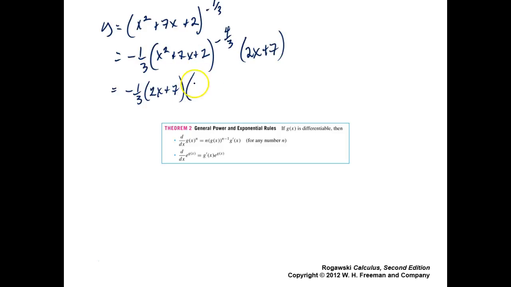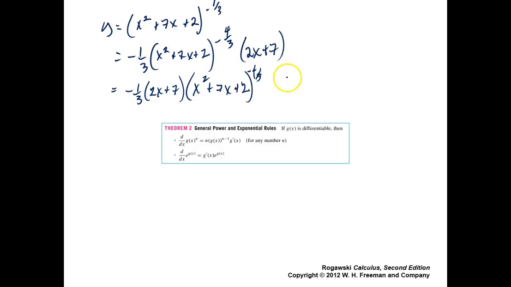And why not leave it in this form? X squared plus 7x plus 2 to the negative 4/3. I know, I don't know why I left that out, but I couldn't get my 4/3 to write properly. Okay, I like that a little bit better. The only reason I left it in that form is that's how they gave us the problem originally.